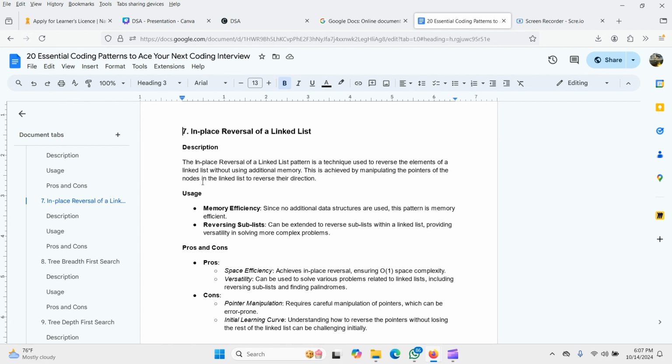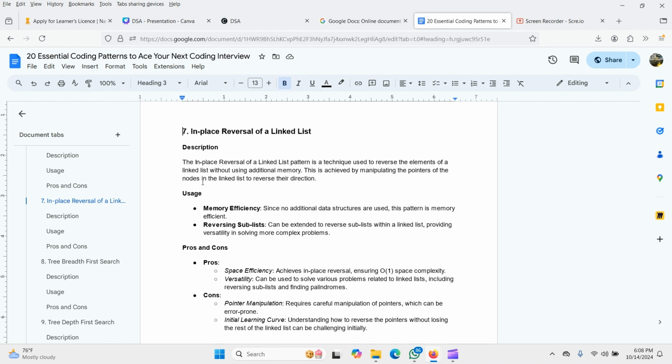Next, it can be used for reversing a sublist. That means it can be extended to reverse a sublist within a linked list, providing versatility in solving more complex problems. That means it provides extensibility. If you have to traverse the linked list in some inverse manner, it can be used in that scenario, and it is versatile enough that we can use it for more complex problems.